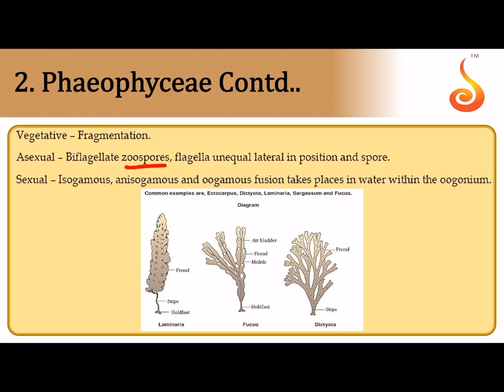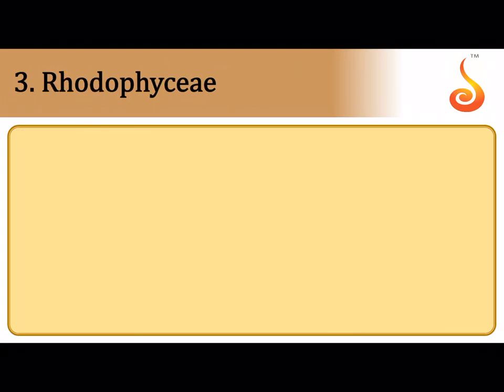So again here they produce zoospores. The flagella are lateral in position. Sexual reproduction may be the same thing. There may be a large immotile egg and a small motile male gamete, anisogamous and oogamous. Okay.